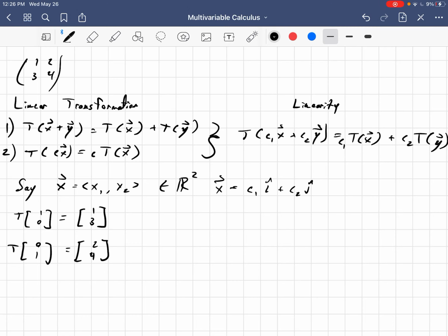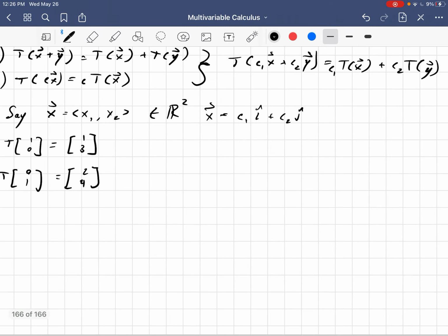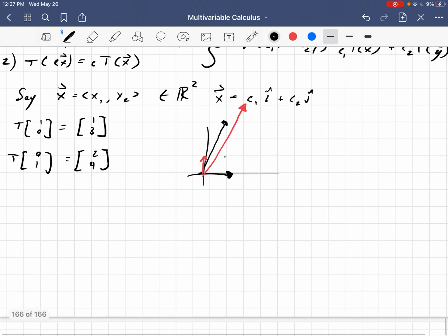we apply our multivariable function, this linear transformation, and originally here we have 2D space. This is originally where i hat is. And then after the linear transformation, i hat gets moved up to 1, 2, 3, up to here. This is the new i hat after the linear transformation. And then likewise with j hat, we're at 0, 1. We go to 2, 4, like that. So this is what happens to these vectors after this linear transformation is applied.